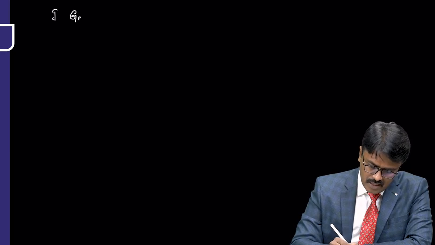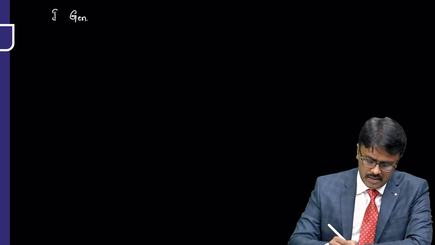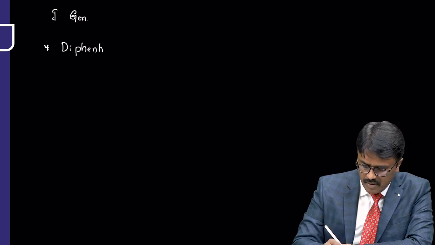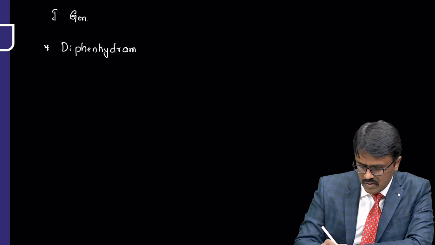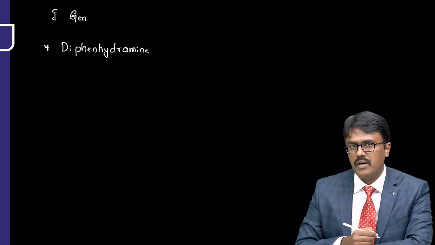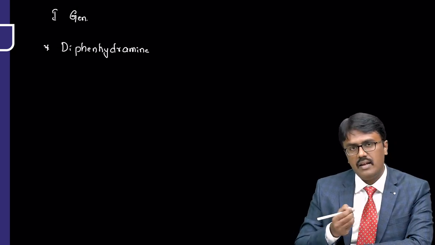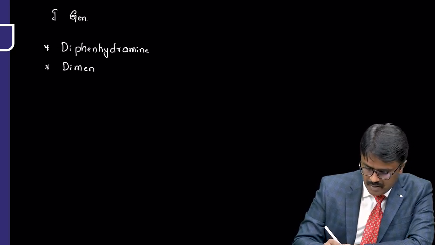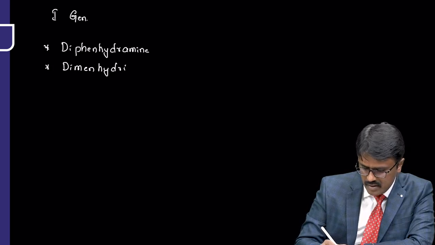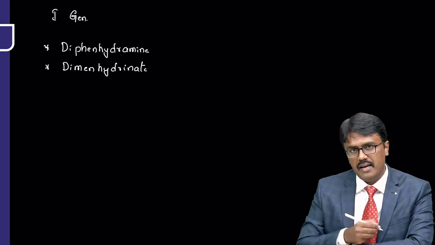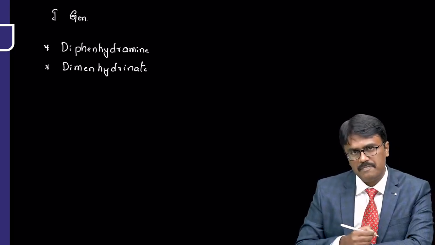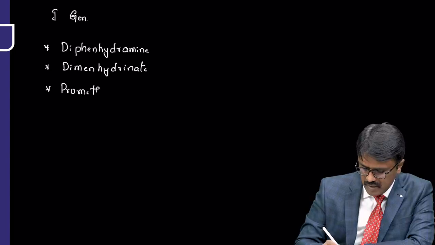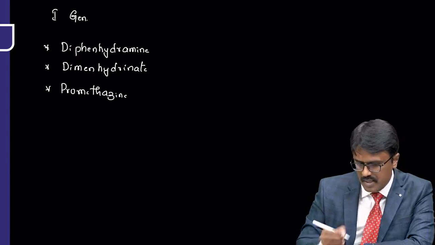First generation antihistamine. When I talk like this, the drugs which come to mind are diphenhydramine. Please make it a point to remember the drug diphenhydramine. One more drug is called dimenhydrinate. So that is hydramine and this is hydrinate. Then we have a drug called promethazine.